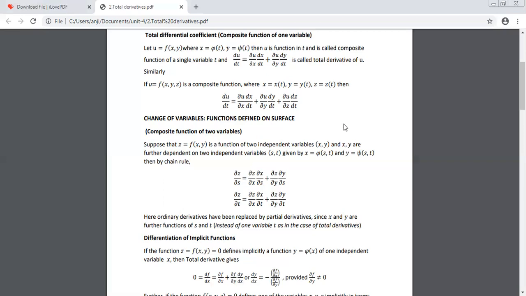So that means partial differentiation exists, right? So dou z by dou s exists and dou z by dou t exists. So dou z by dou s equals dou z by dou x into dou x by dou s plus dou z by dou y into dou y by dou s. Dou z by dou t equals dou z by dou x into dou x by dou t plus dou z by dou y into dou y by dou t. Here ordinary derivatives have been replaced by partial derivatives.